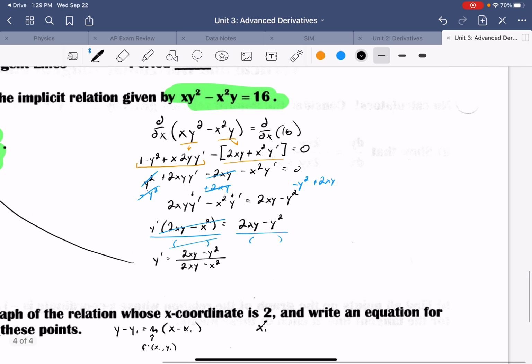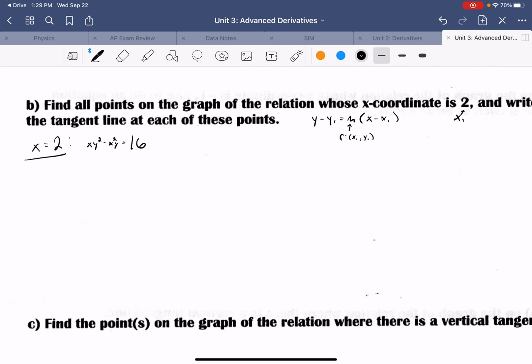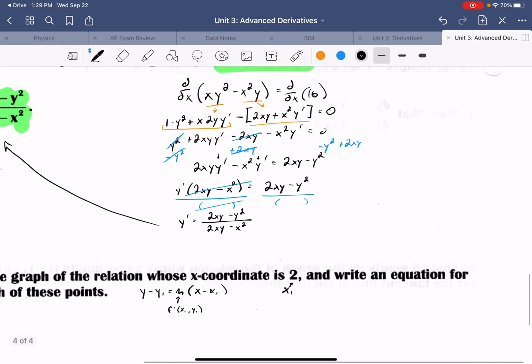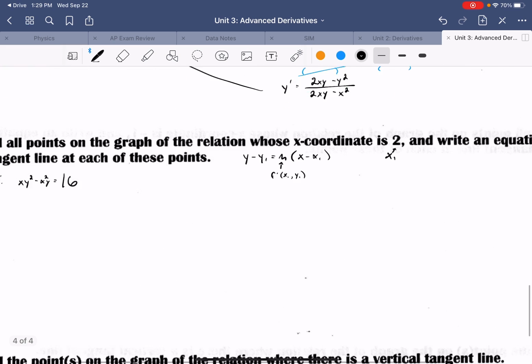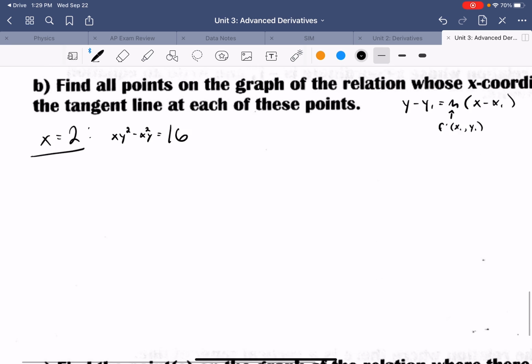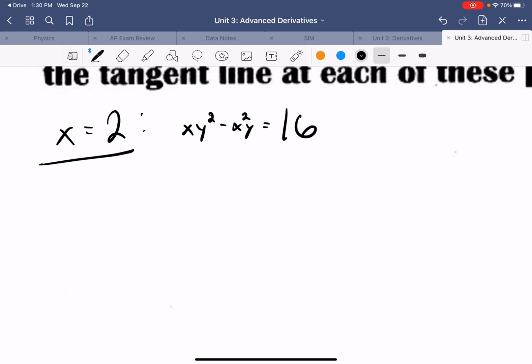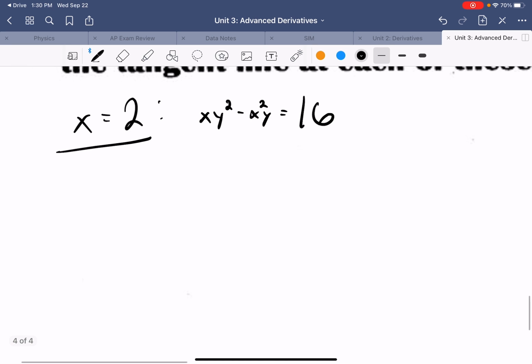And that equals 16. Make sure I wrote that right. xy squared minus x squared y. Yep. So I'm going to take this 2 and I'm going to plug it into the original equation.